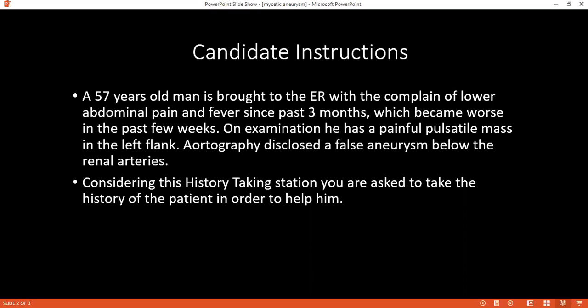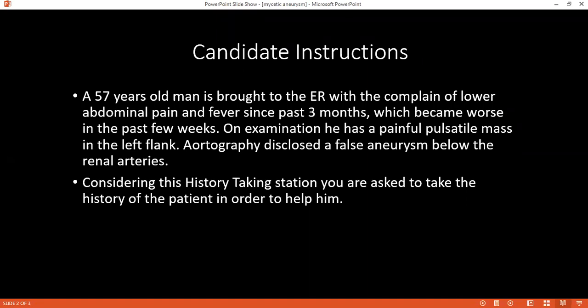Did it start suddenly or gradually? Gradually. Is it present only on your left side or also the right side? Just on the left side. Is it increasing in size day by day? Yes. So it is increasing in size day by day.